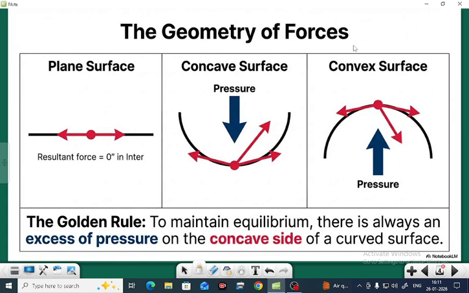The geometry of forces. On a plane surface, the resultant force is 0. Here you see the golden rule to maintain equilibrium: there is always an excess of pressure on the concave side of a curved surface. On the curved surface, the resultant force is in this direction. Here also you see a convex surface, but the force is in this direction. So the pressure is here and the pressure is in this direction. So you can say the golden rule: to maintain equilibrium, there is always an excess of pressure on the concave side of a curved surface.